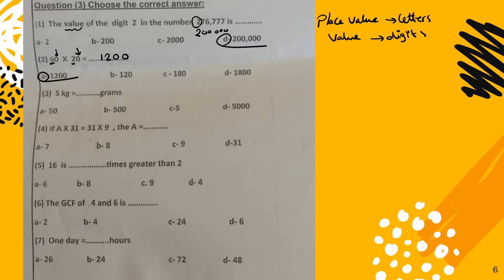Once again, 5 kilograms to grams. Which is bigger, kilogram or gram? The bigger is kilogram. So I want to convert from big to small. I will multiply by 1000. So the answer is 5000.